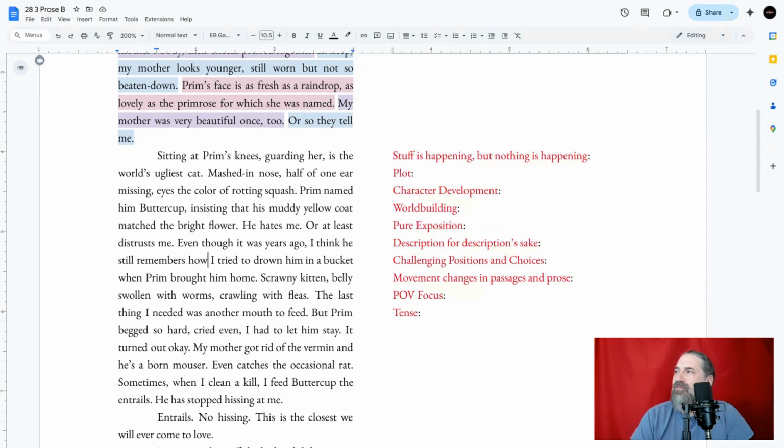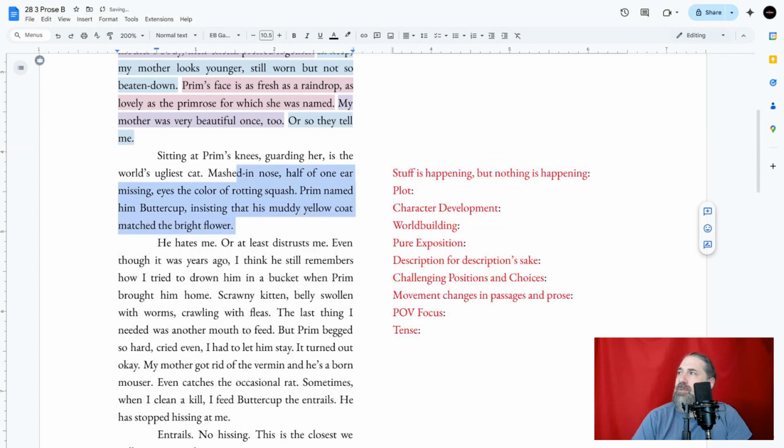Because it filters in through the POV of the character, and it also gives us insight, which is character development. It strays away from pure exposition and just stuff is happening, but nothing is happening. This passage would be considered stuff is happening, but nothing is happening. It would be considered pure exposition, and it would be description for description's sake.